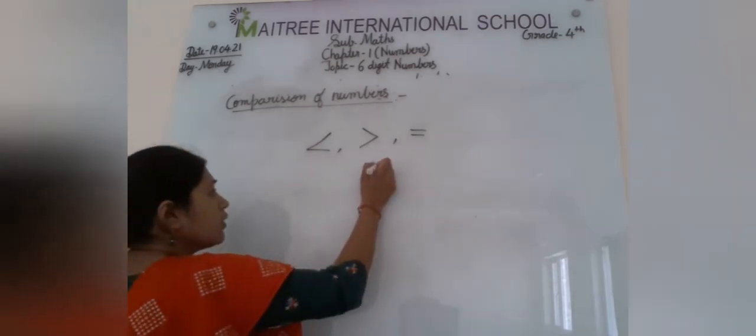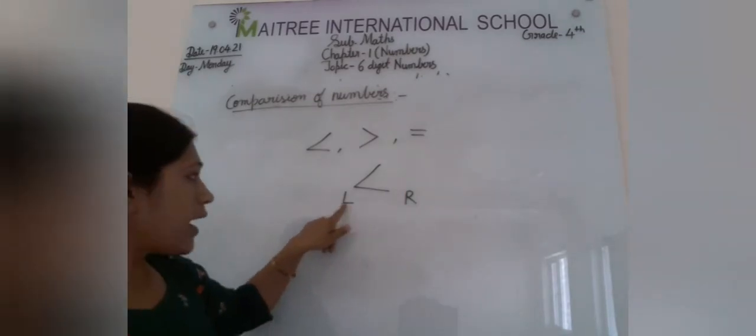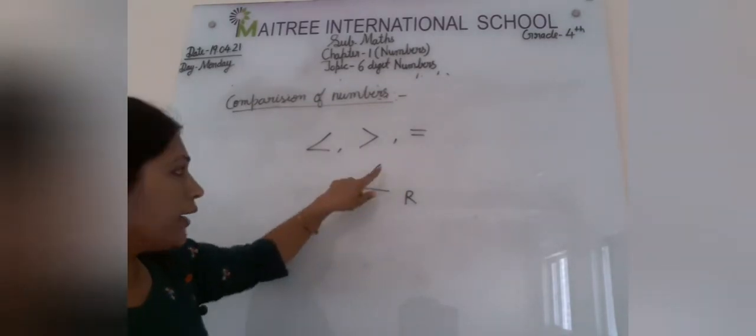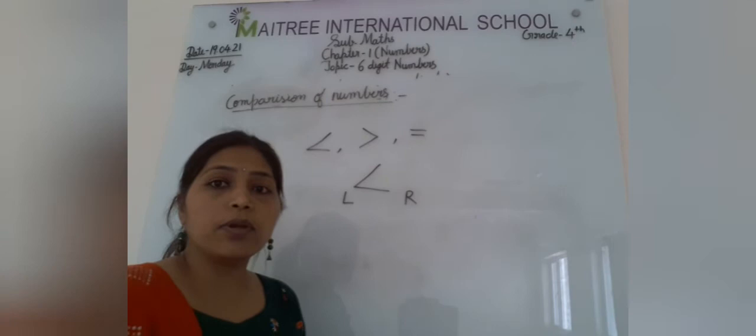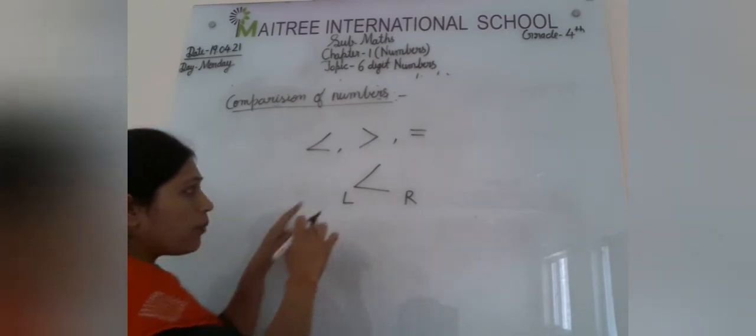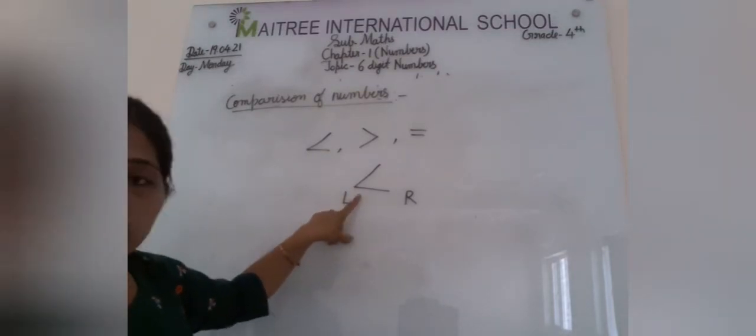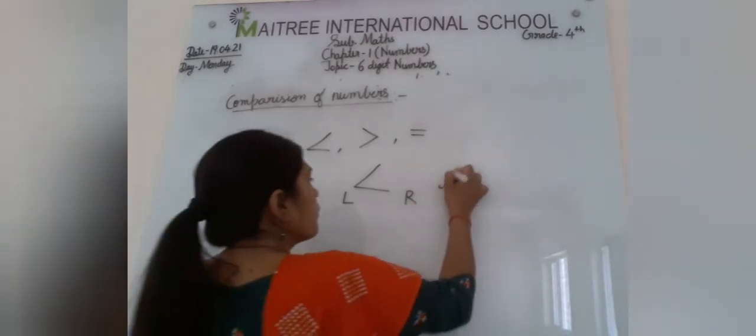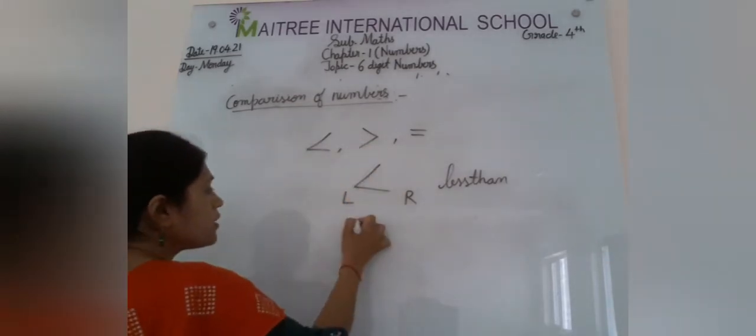So let's first read this symbol. This is the left side and this is the right side. On the left side, the symbol's mouth is closing and here it is opening. It means smaller than and greater than. So this is left to right. This is a smaller than symbol, because we are reading from left to right. And on the left side the mouth is small, it is closing. So this is a less than symbol.